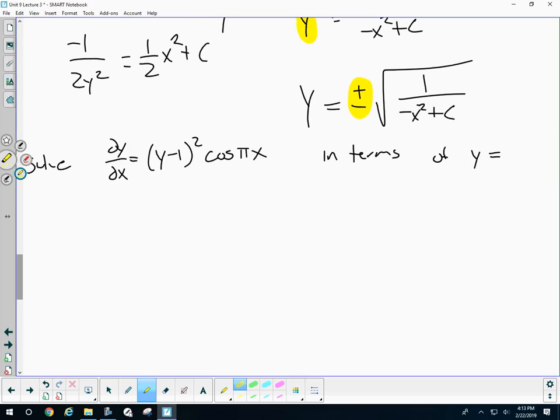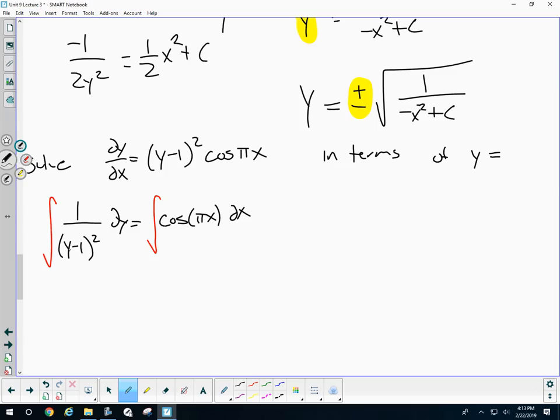Let's do another one. This one is actually from an AP free response question, so it is definitely within your means of doing it. I would have to divide by y minus 1 squared, or multiply by 1 over y minus 1 squared, and then multiply by dx. Ready to take the antiderivative of both sides.